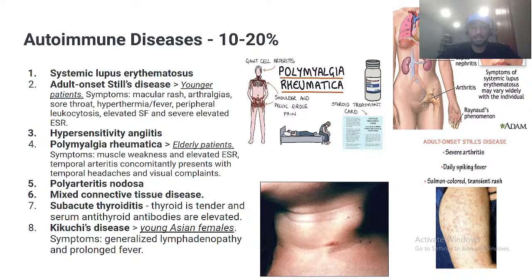And also we can see subacute thyroiditis, where the thyroid is tender and serum antithyroid antibodies are elevated in the blood. And the last one we have in autoimmune disease is Kikuchi disease, which mostly occurs in young Asian females, and these young females can show generalized lymphadenopathy and a prolonged fever also.